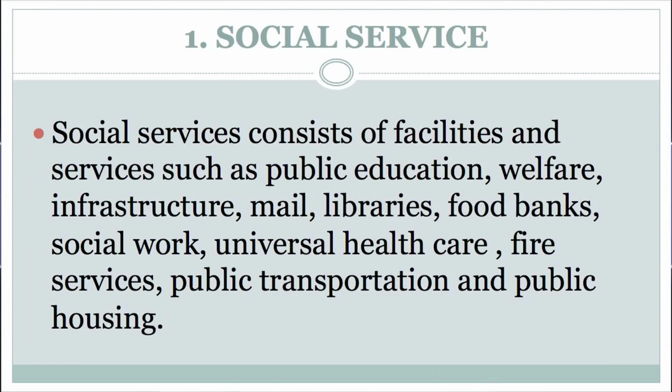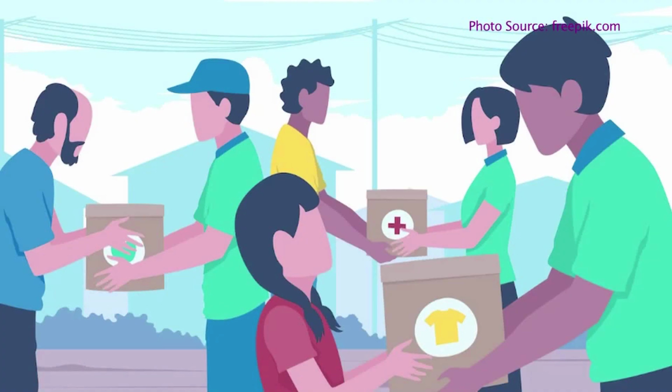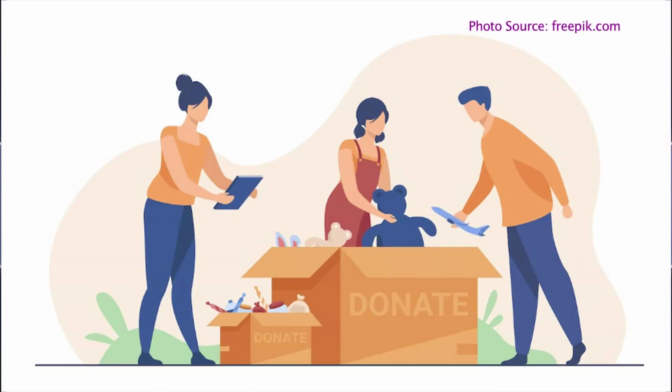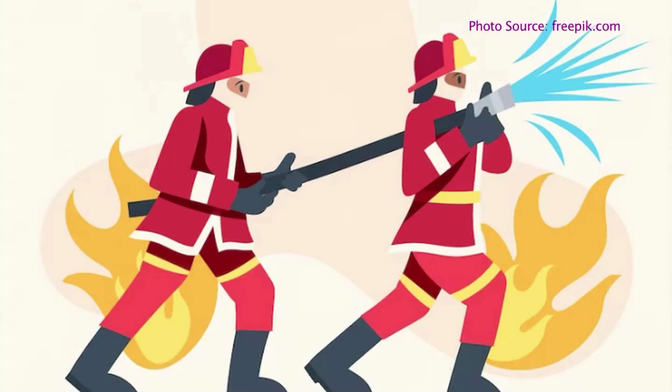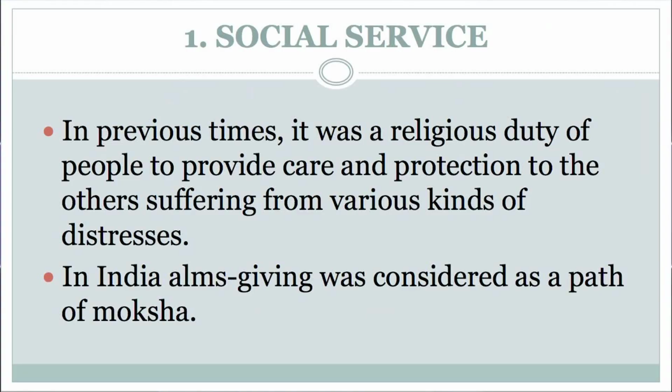disabled. Social services consist of facilities and services such as public education, welfare, infrastructure, mail, libraries, food banks, social work, universal health care, fire services, public transportation, and public housing. In previous times, it was a religious duty of people to provide care and protection to others suffering from various kinds of distresses. In India, almsgiving was considered a path of moksha.